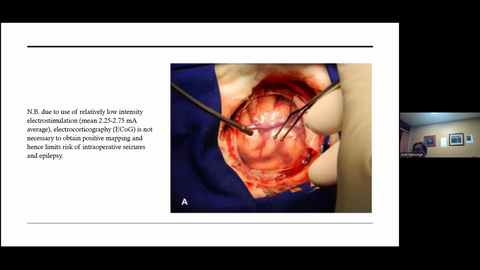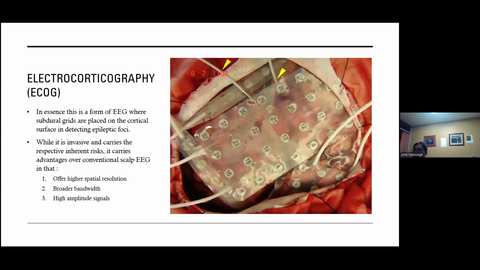Electrocorticography, which is essentially an EEG on the cortex of the brain, is not necessary in order to obtain positive mapping, and hence it limits the risk of intraoperative seizures and epilepsy. Again, ECOG or electrocorticography is essentially an EEG in which subdural grids are placed on the cortical surface in order to determine epileptic foci. And it is quite invasive, and it carries inherent risks from the invasive nature of placement.